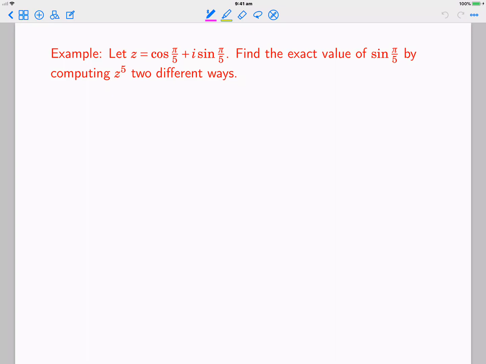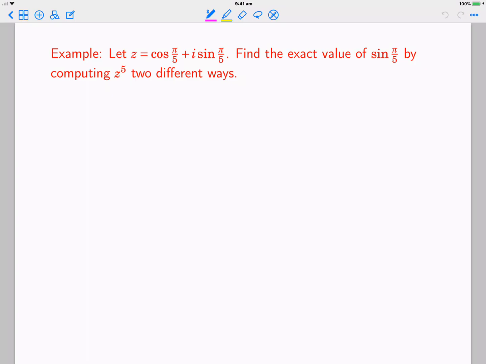I want the exact value of sine pi on 5, and this seems completely unrelated to complex numbers, right? Because it's a real problem. It's not imaginary at all. But I'm going to show you how you can solve it using complex numbers. I put a little bit of a hint in the question. I've said let z be cos pi on 5 plus i sine pi on 5, and evaluate z to the power of 5 two different ways. I put that there in case you want to give it a go before you watch me do it, like with all the other problems I said. But let me show you how it's done.